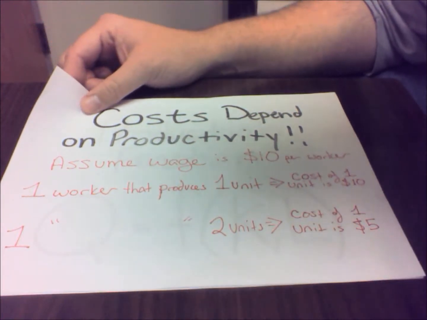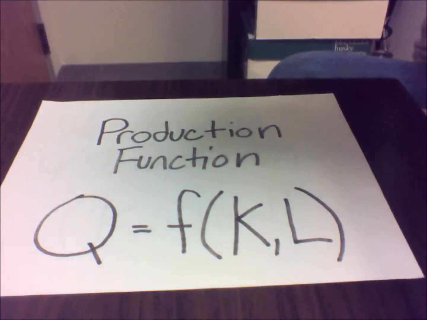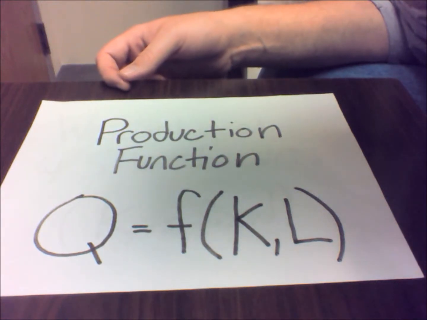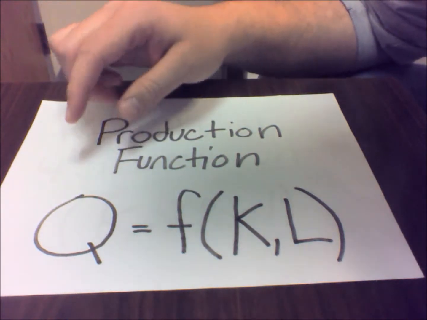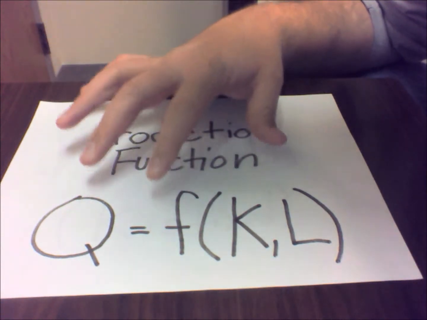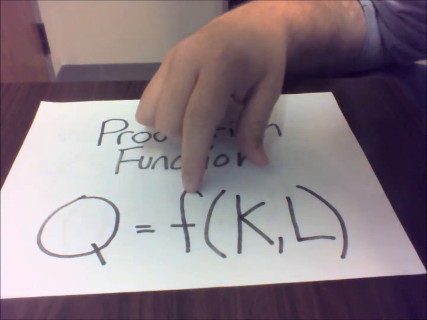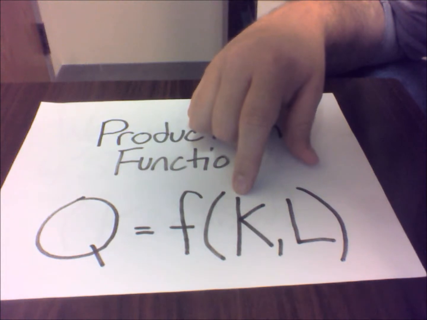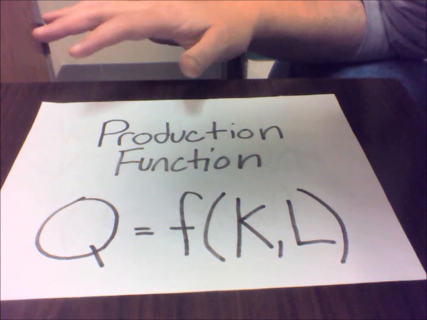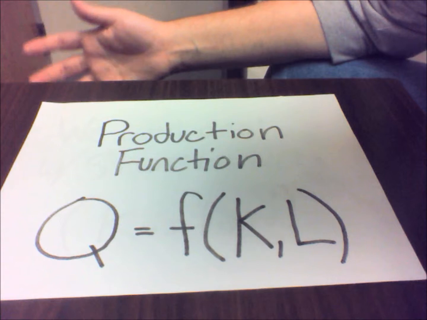If we want to talk about productivity, we're going to have to talk about the production process in a much more explicit way. The way that we're going to do that is using this simple equation here that we call the production function. The production function is basically a simple way of talking about a firm's production process. It says that a firm's output is a function of how much capital it employs and how much labor it employs.